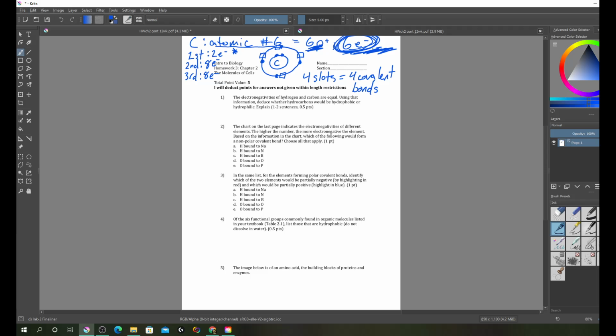Okay, so the electronegativities of hydrogen and carbon are equal. This means you answered questions about electronegativity in your last homework, and you all did so phenomenally on that. So I know you understand that electronegativity describes how strong an element is in its attraction for electrons. So if carbon and hydrogen are approximately equal in terms of their electronegativities, what that means is that they're equally sharing electrons. So their electronegativities are equal. That means equal sharing, equal electron sharing.